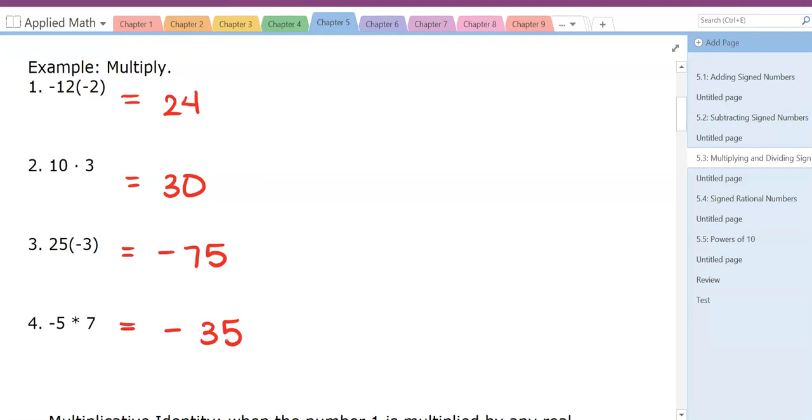Again, if you're dealing with really big numbers and you don't know what that would be in your head, use a calculator. If you were doing like 125 times negative 15, you don't have to do that the long way. You can just type that in.